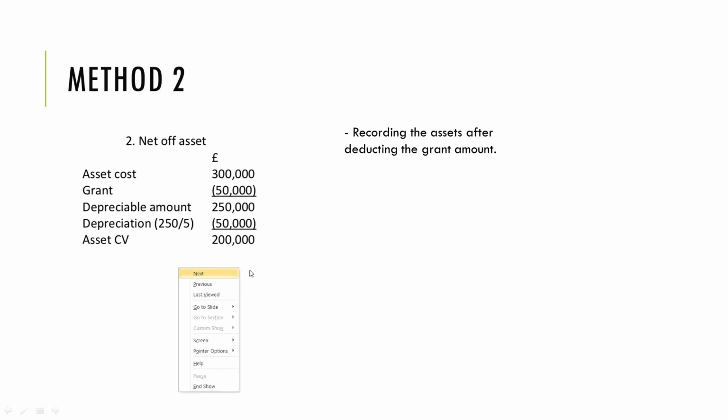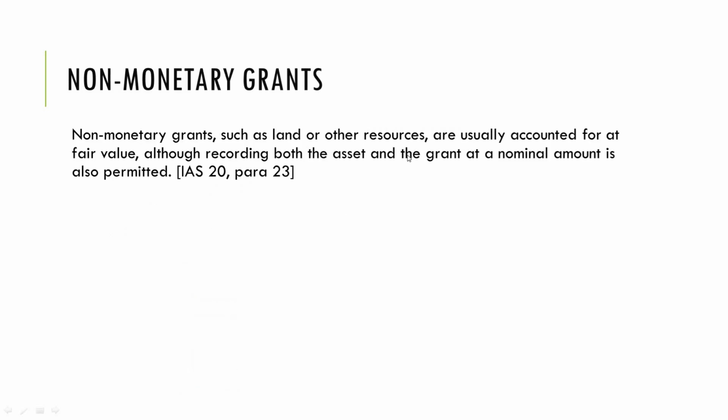Alright, so next, let us look at non-monetary grant. So as I have explained just now, not necessarily that the government will give you money. Sometimes they can also give you a fixed asset like land or other resources. So in this case, the land or other resources can be accounted at fair value or at nominal value.